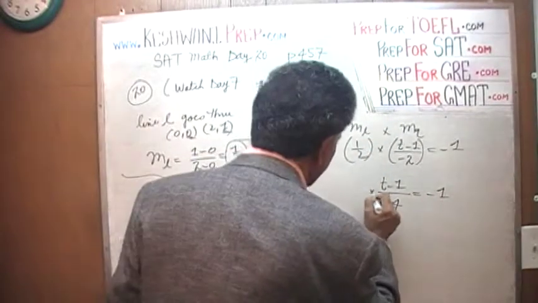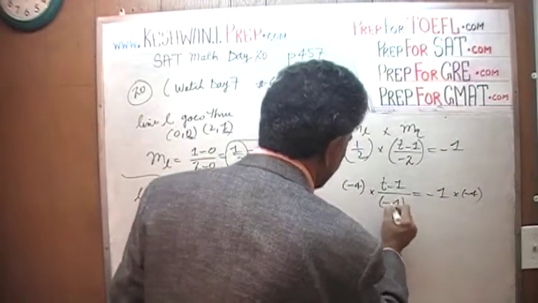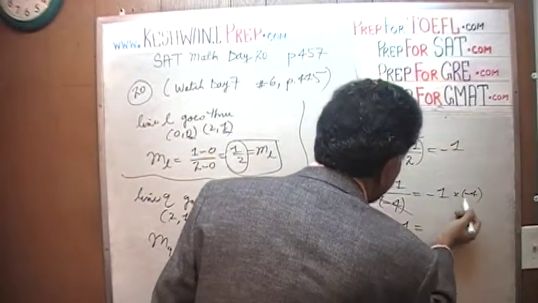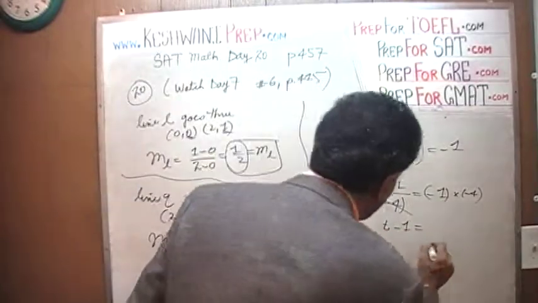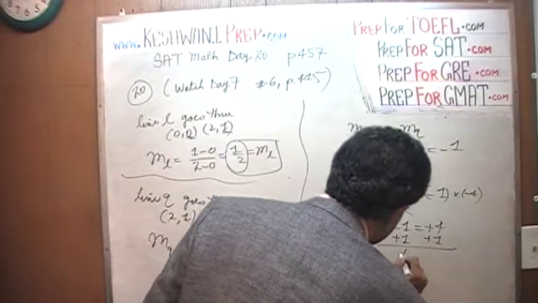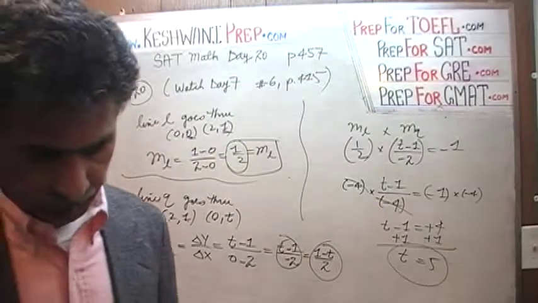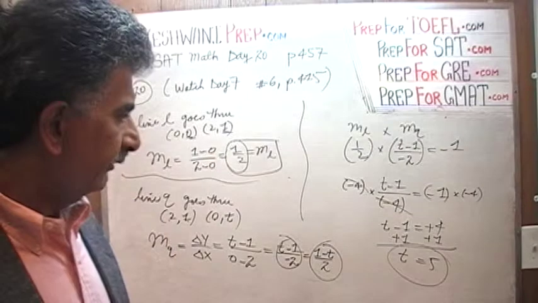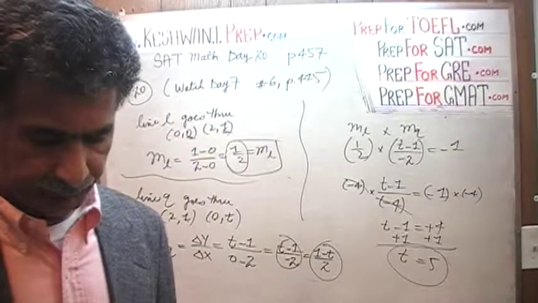Multiply both sides of the equation by -4, so that we can get rid of this -4 with this -4, and we end up with t minus 1 equals -4 times -1, which gives us positive 4. Add 1 to both sides, and we end up with t equals 5. Voila! We finally arrived. These are very nasty problems, I tell you. I do not know how they expect kids to manage this in 1 or 2 minutes. This was not a fun one.